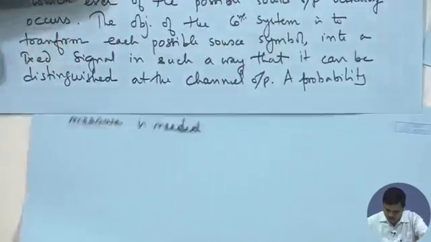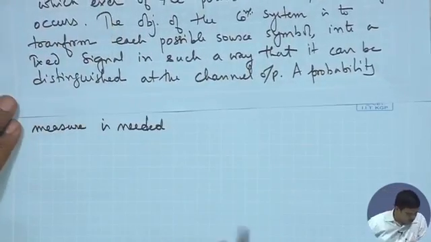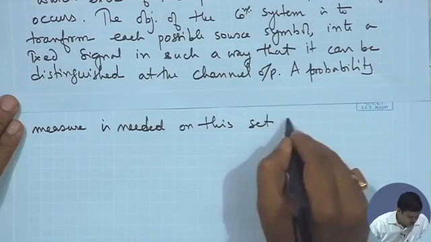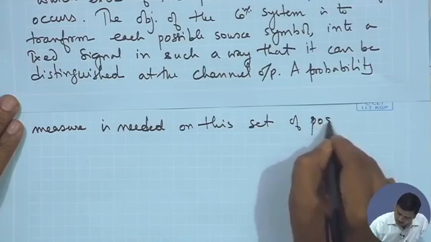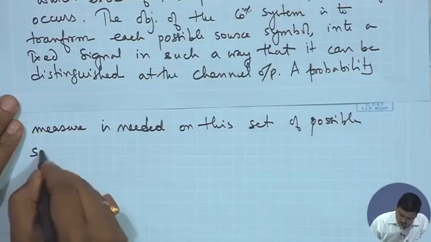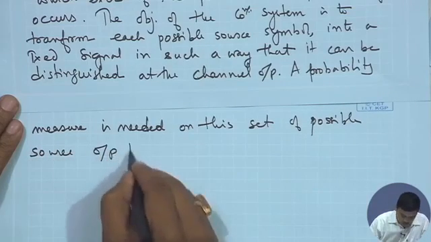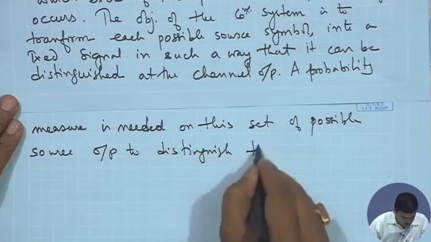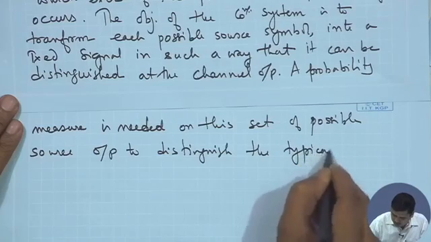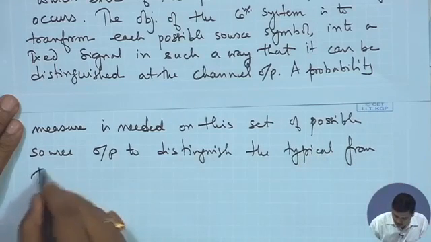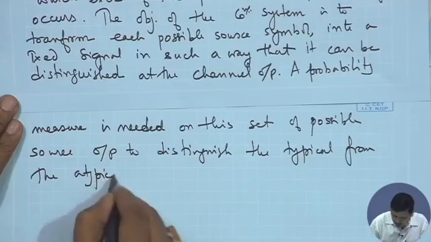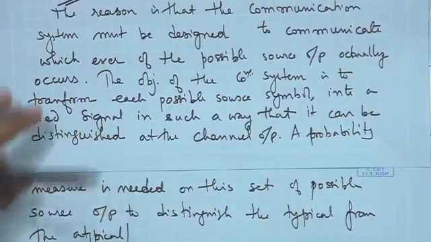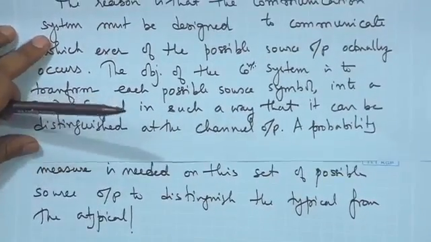I would rather place it like this. A probability measure is needed on this set of possible source output to distinguish the typical from the atypical. Now, this might be a bit cryptic, so let us go through it, and this will finally converge to what we have already said.